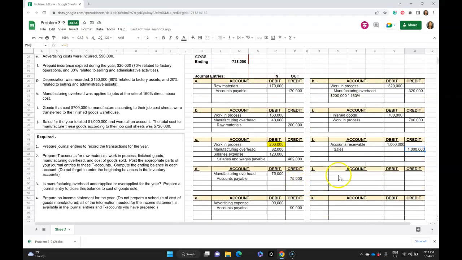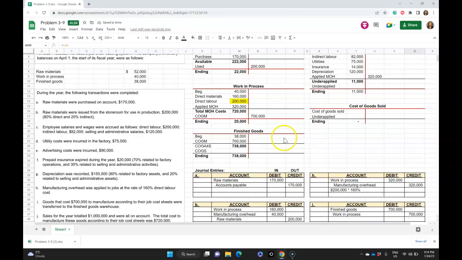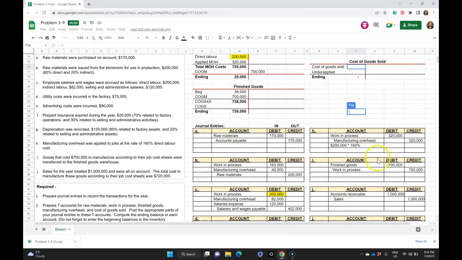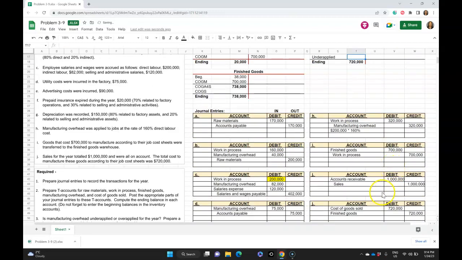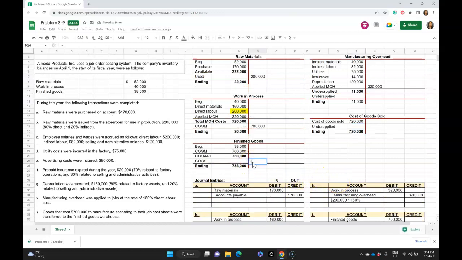And now the 720,000 is into cost of goods sold, and this is the number that shows up on the income statement, and then out of finished goods. So that makes sense, because when we're done making it, it sits in finished goods until we sell it. And then once we sell it, that's when we recognize it into the income statement. So I'll post the cost of goods sold of 720, and then the finished goods at 720.